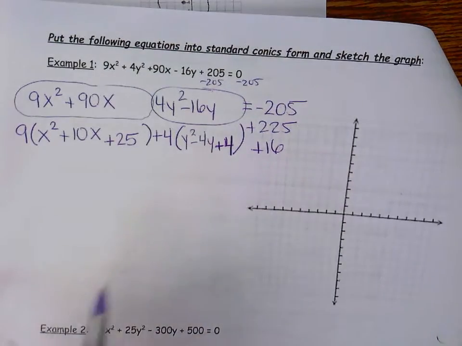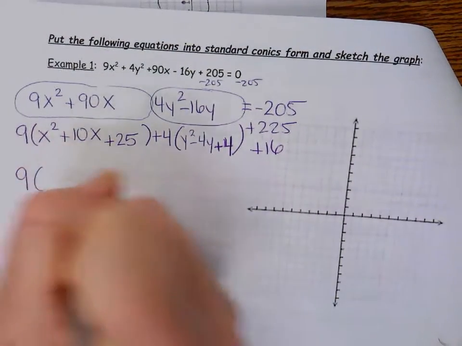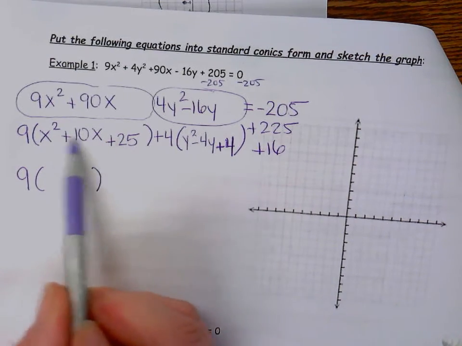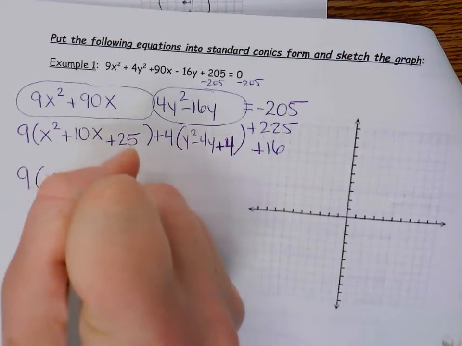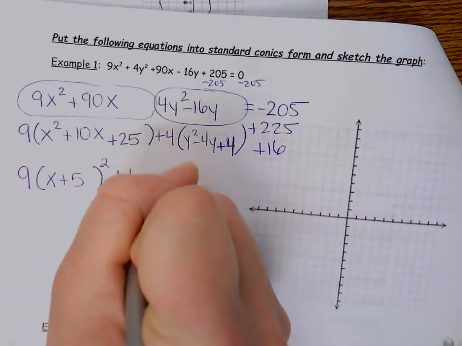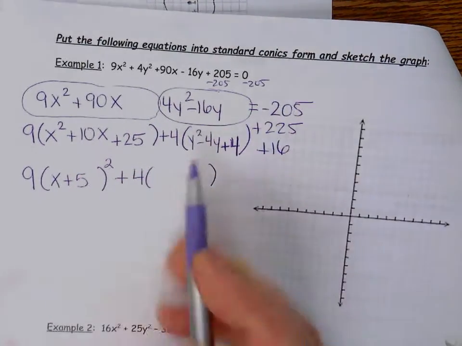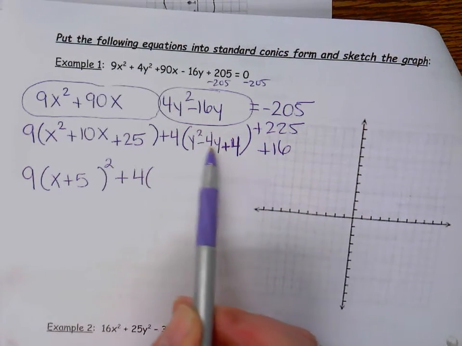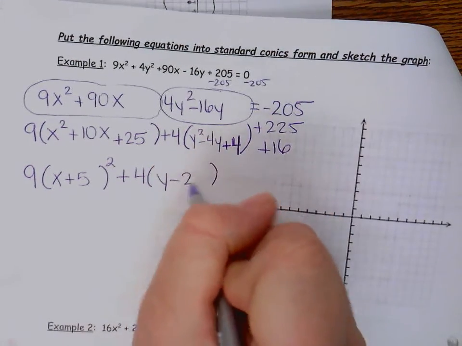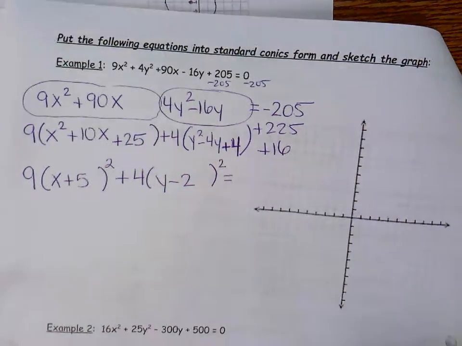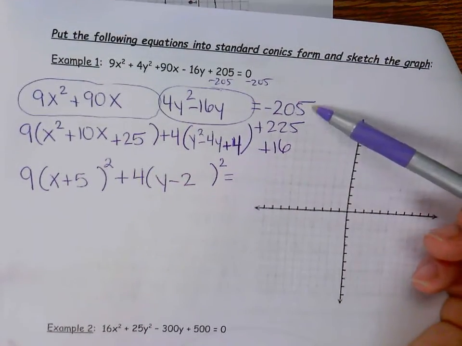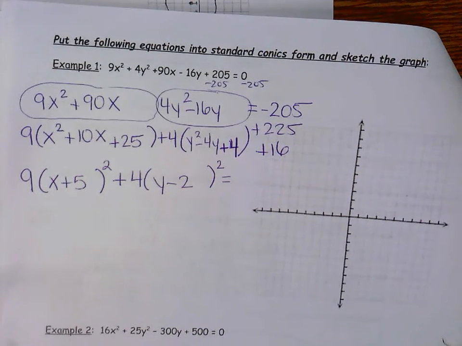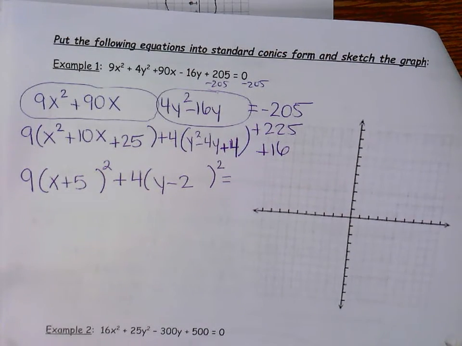So I'm almost there. Let's rewrite this as perfect square trinomials. This would be x plus 5 squared, right? So I have 9 times (x plus 5) squared plus 4 as my coefficient. This would be (y minus 2) squared. And then I need to add -205, 225, and 16. So what do I get on the right? Okay, equals 36.